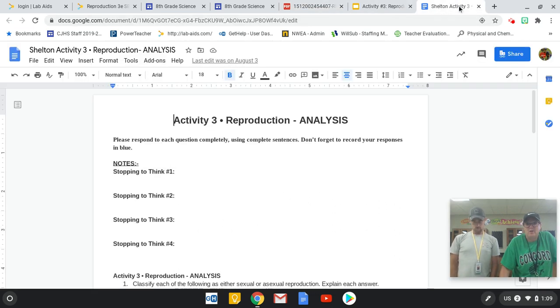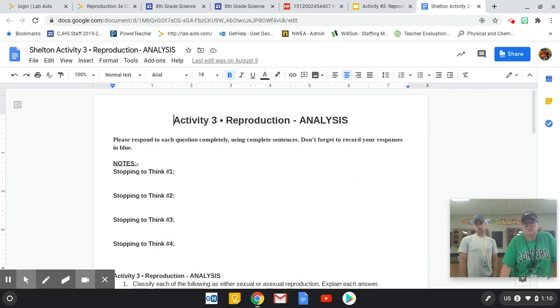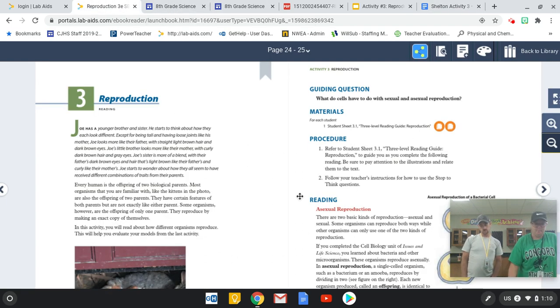In addition to that, we're also going to ask you to take a look at your menu and open up the analysis questions for Activity 3. As we complete this activity, you will be taking some notes about the stopping to think questions along the way. Okay, so let's start with the reading.